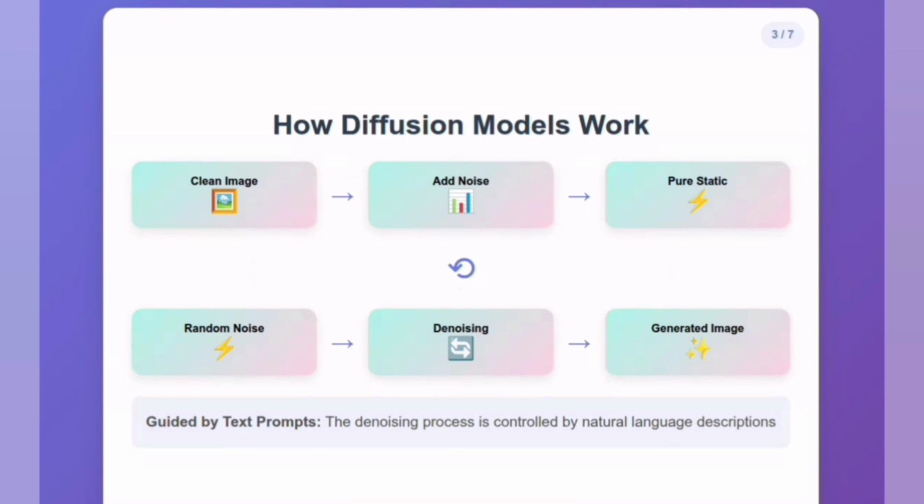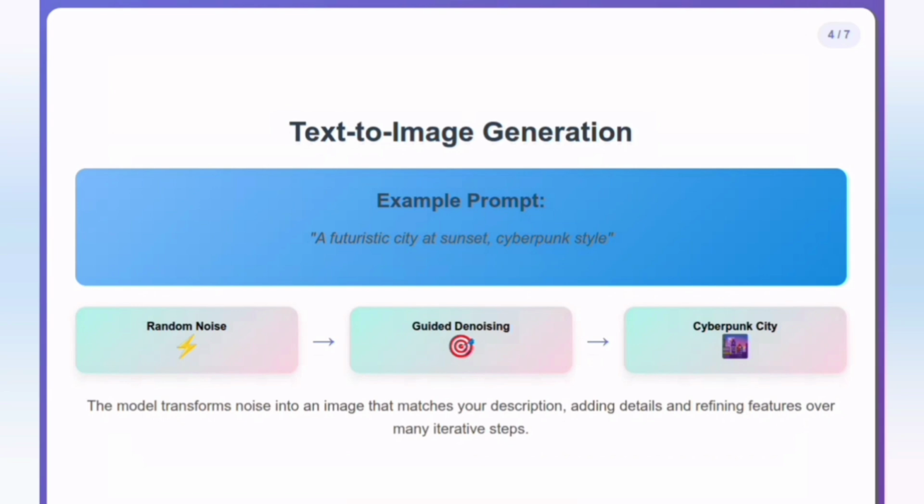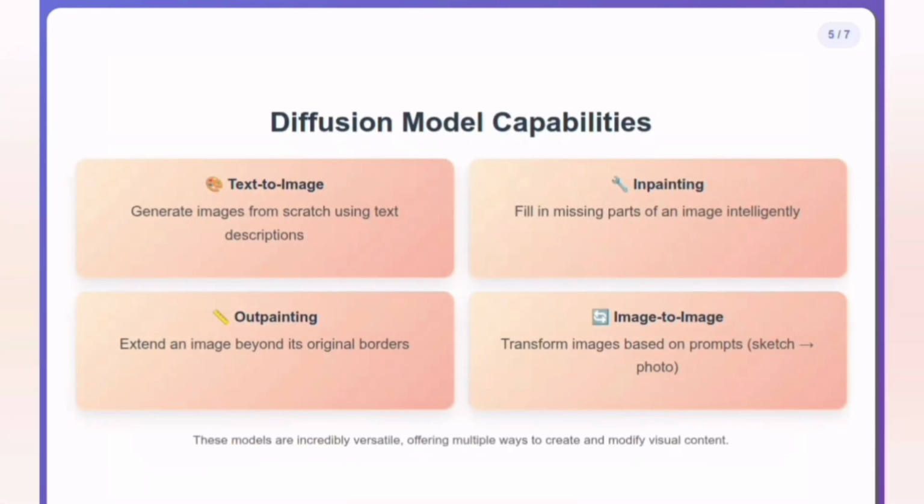So you provide a text prompt like "a futuristic city at sunset, cyberpunk style." And the model starts with random noise, then guided by its understanding of the prompt and its learned ability to denoise, it gradually transforms the noise into an image that matches your description, adding details and refining features over many steps. These models are incredibly versatile.